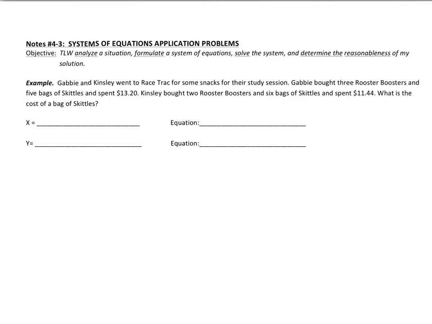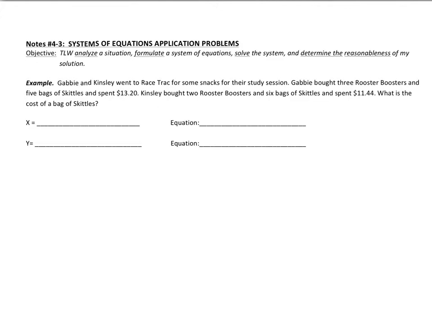So in our first example, we have Gabby and Kinsley went to racetrack for some snacks for their study session. Gabby bought 3 Rooster Boosters and 5 bags of Skittles and spent $13.20. Kinsley bought 2 Rooster Boosters and 6 bags of Skittles and spent $11.44. What is the cost of a bag of Skittles?